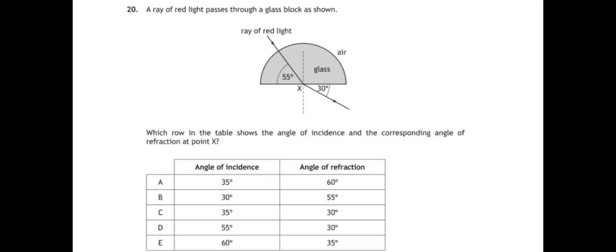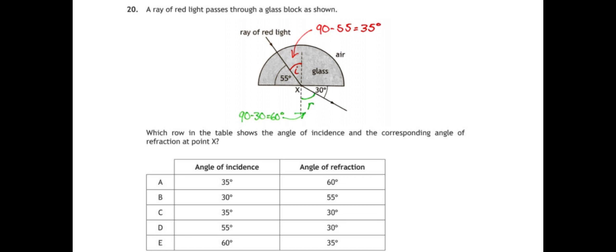Number 20. A ray of red light passes through a glass block as shown. Which row in the table shows the angle of incidence and the corresponding angle of refraction at point X? Well, we can see the light is coming, as we look at it, down through the block of glass. So the angle of incidence is always the first angle that we come to, as indicated by the arrows on the ray diagram. So the angle of incidence and the angle of refraction are both always measured from the normal. So the angle of incidence is that angle there indicated in red.